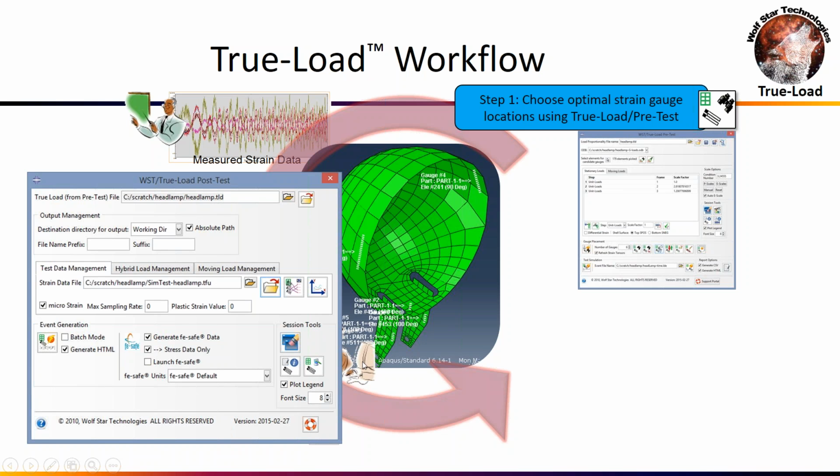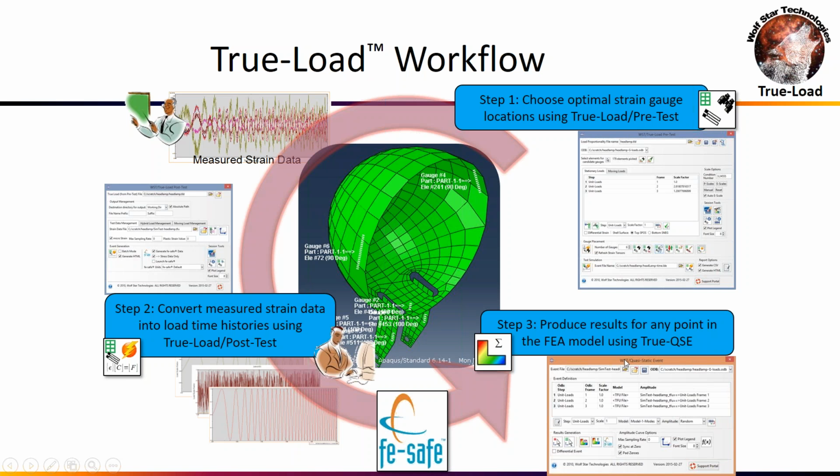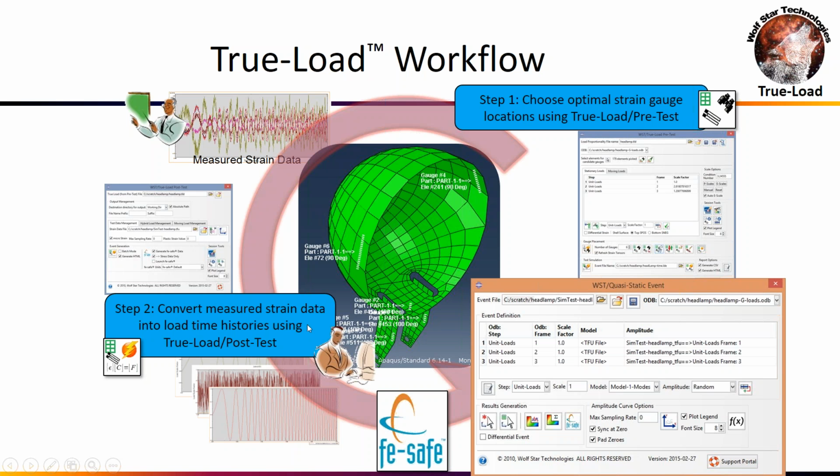Now, there are other things here for mapping and dropping channels, for plotting data, for setting things up for FE-safe. But really, at the end of the day, you just bring in the C matrix from pretest, you bring in the strain data from test, and you push the button, and you get the loads. Once you've generated loads, you can go directly into FE-safe to do fatigue analysis if you'd like. But what I highly recommend is you go into the TrueQSE tool, the quasi-static event tool, and this gets generated automatically when you generate the loads.